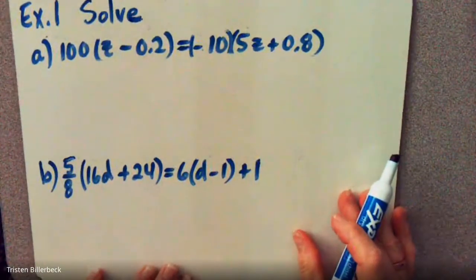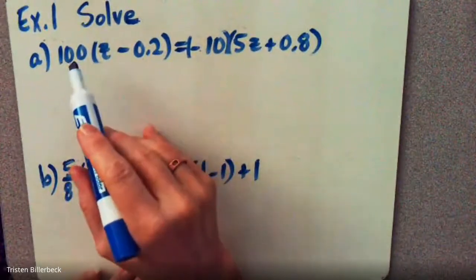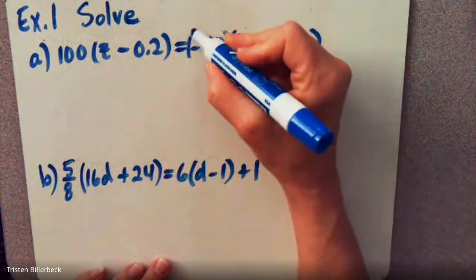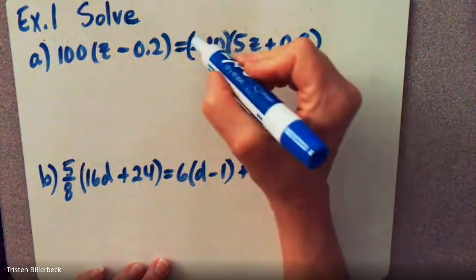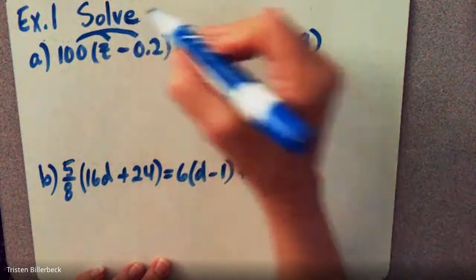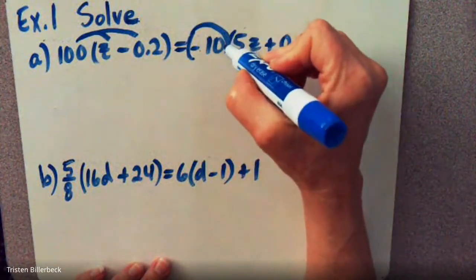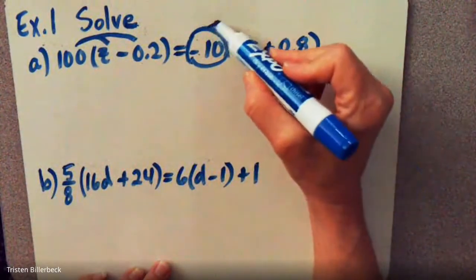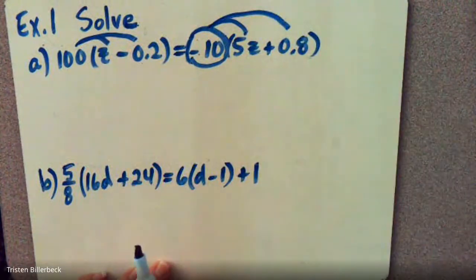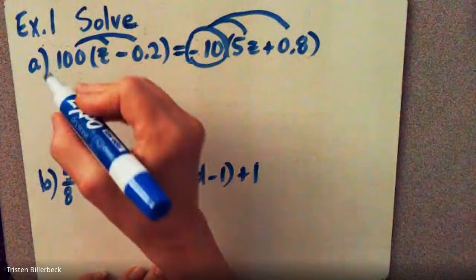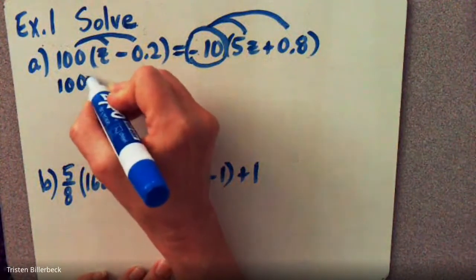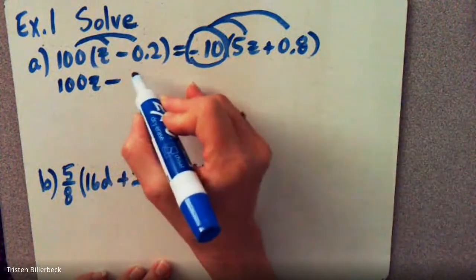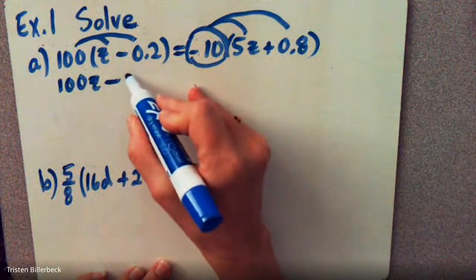Okay, so example 1. We're solving because there's an equation here, an equal sign. So what we're going to do is distribute. Now, I circled this before because I want you to practice circling the negative sign so you don't forget to distribute it. That's the number one distribution mistake, forgetting to distribute a negative to the second term.